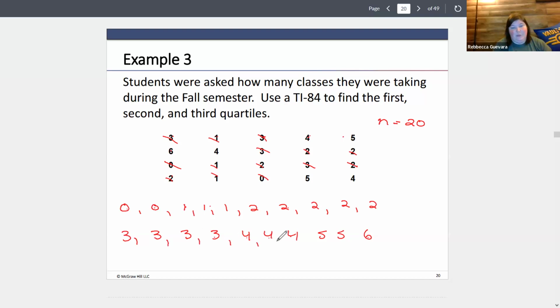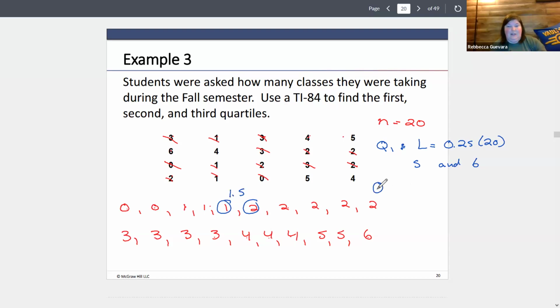Just to show you, once again, when we have repeated values, it might seem a little weird. But if I was trying to figure out my Q1, I'm looking at 25% of 20. That is going to give me 5. So I need 5 and I need 6 to calculate my Q1. So it was giving me these two numbers and the average of 1.5. So that was correct. Like I said, it should, for the most part, match the calculator, and doing it by hand just isn't always.